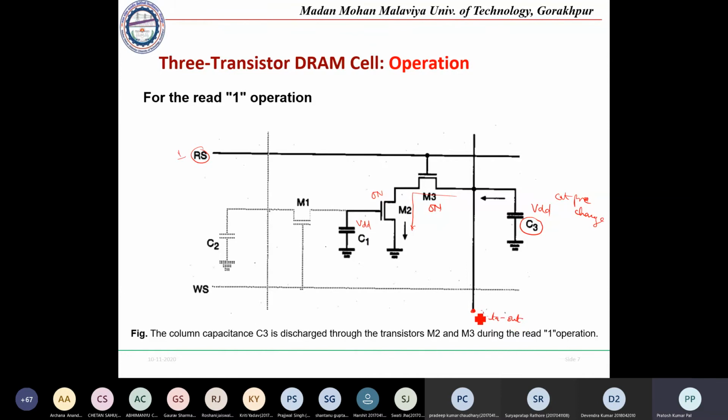Whatever circuitry is connected to data out, there will be an extra circuit, which we call a sense amplifier. The sense amplifier will sense the data at this line. If the initial data on data out was VDD and it is going to discharge, that will indicate that the data stored in the capacitor is equal to logic 1.